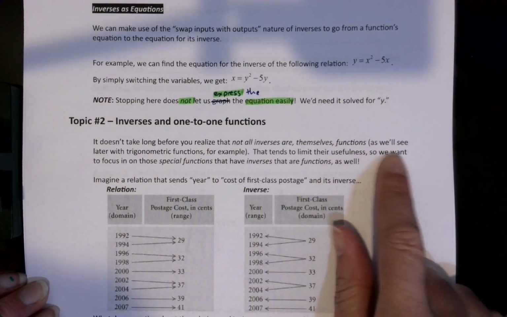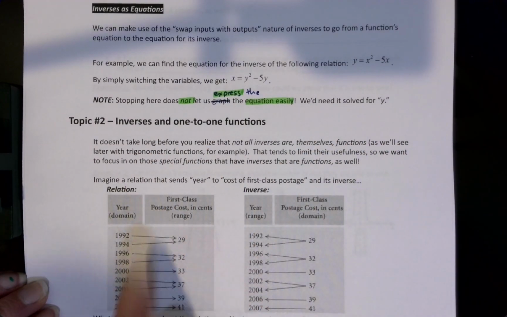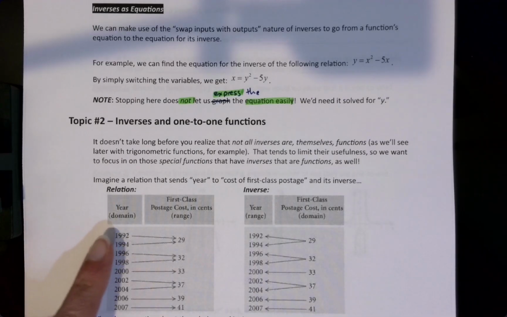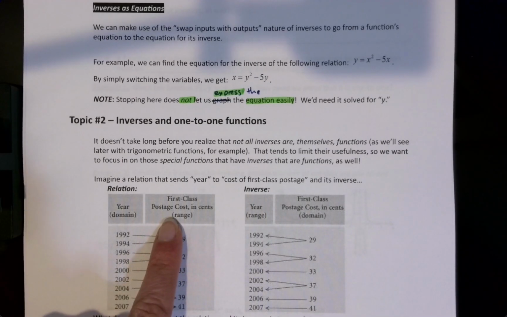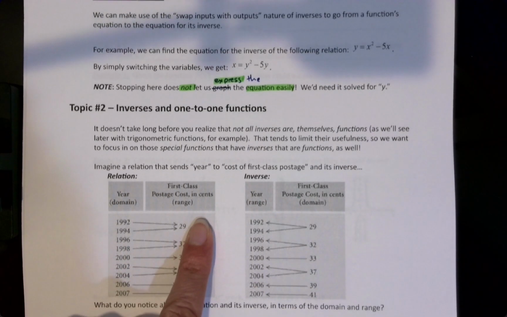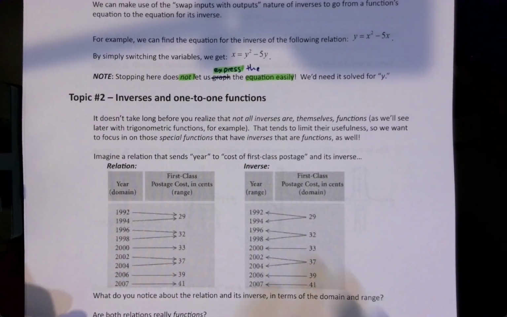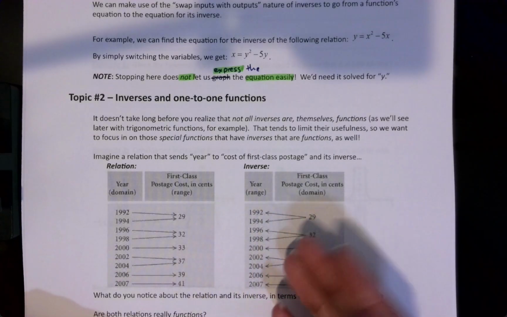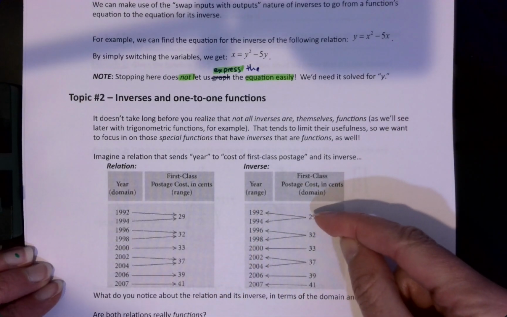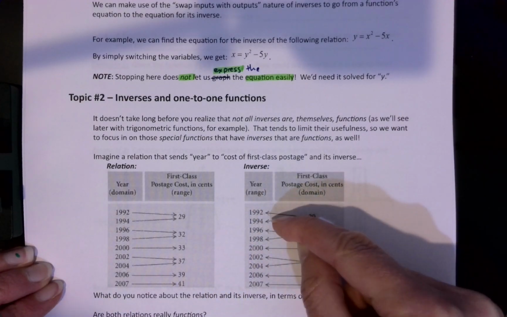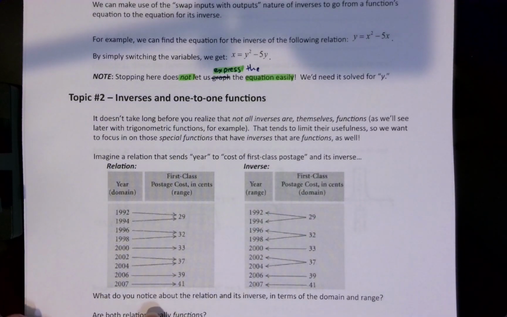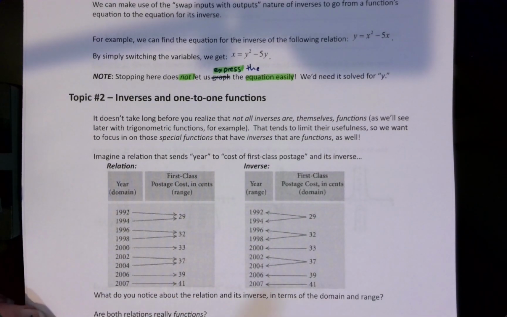All right, so if I look at each of these relations here, in this one I've got year as the input and first class postage stamp cost in cents. And this would be the inverse function, the reverse of this, just demonstrating that I would be going from the 29 to each of these. Okay, what do I notice about the relation and its inverse in terms of their domain and range?